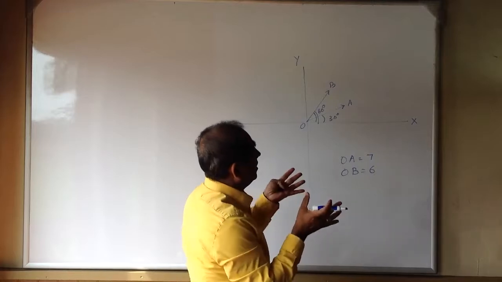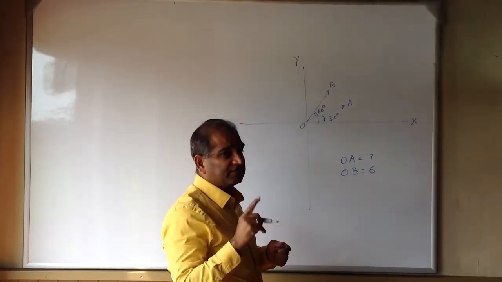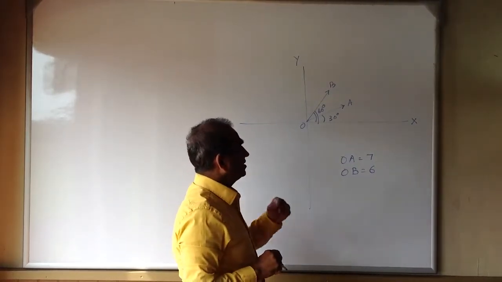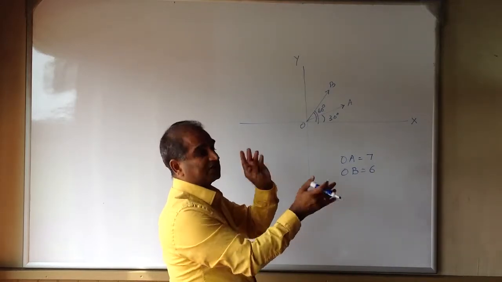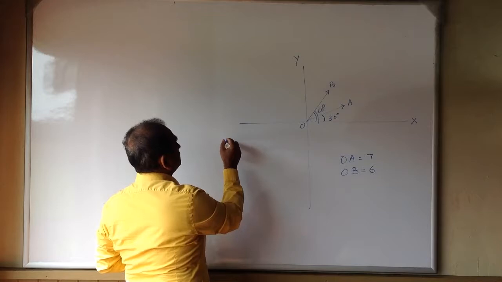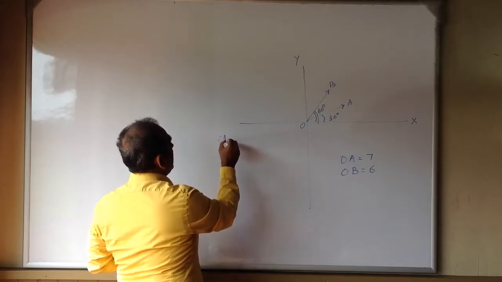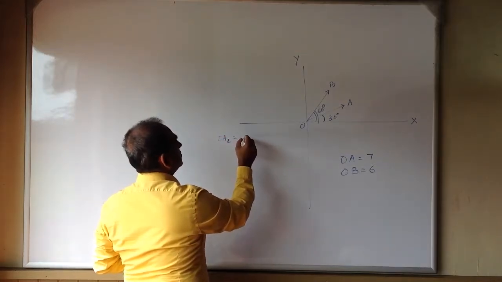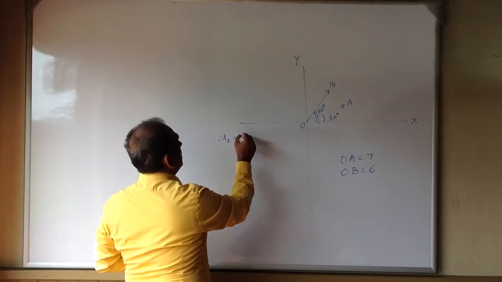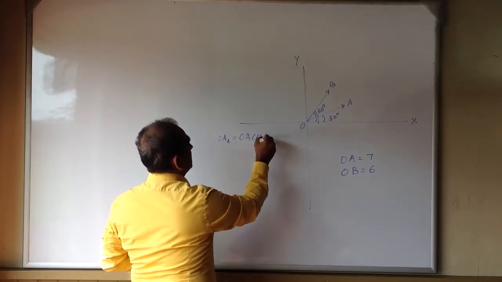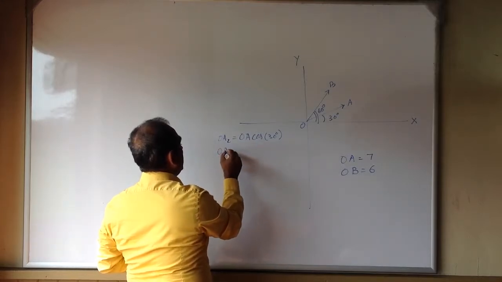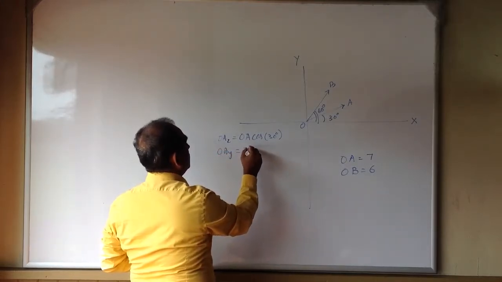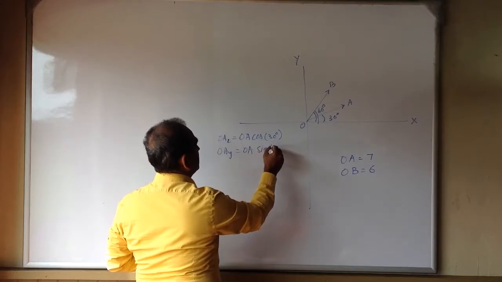Now, how to add these two vectors? We have seen one method. The other method is to resolve OA and OB in the x and y directions. So, OAX is equal to OA cosine 30 degrees and OAY is equal to OA sine 30 degrees.